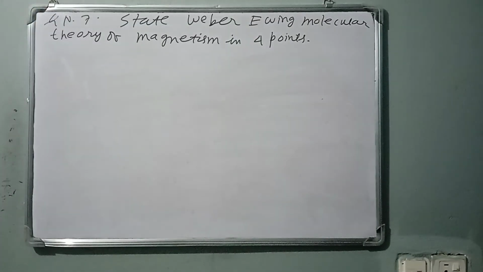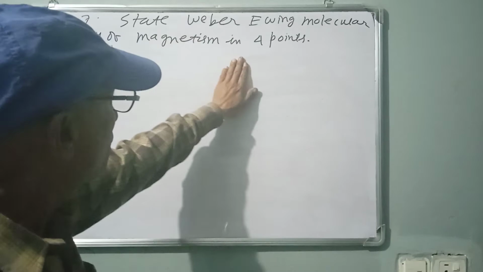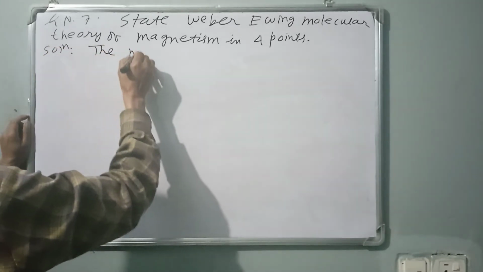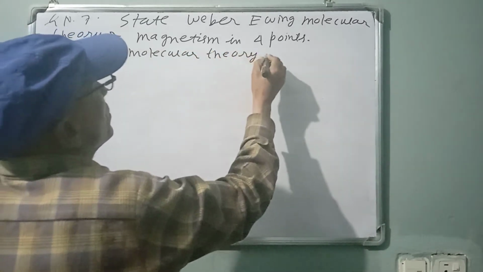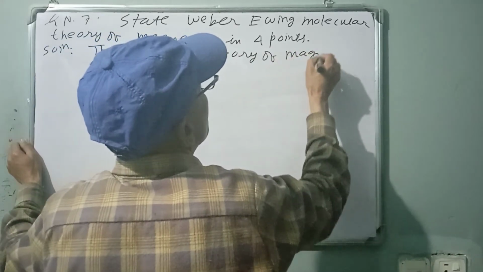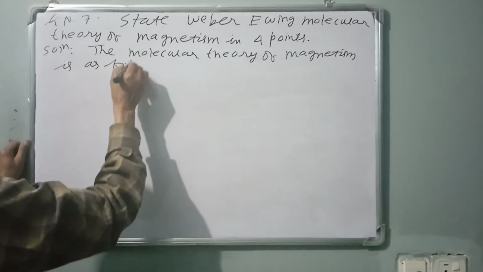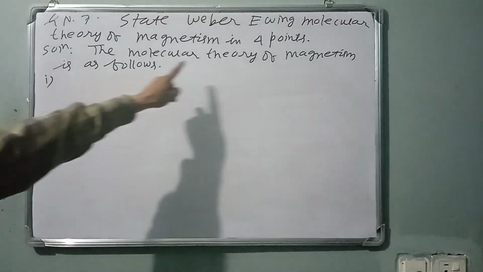One magnet can be broken into 2, 2 to 4, 4 to 8, 8 to 16, and so many possible smallest magnets can be split from a big magnet. Each and every magnet has all magnetic properties. The solution is as follows. The molecular theory of magnetism is as follows. Point number one.